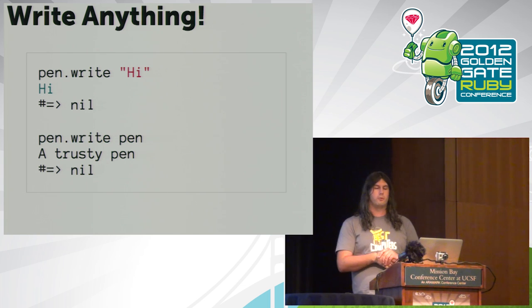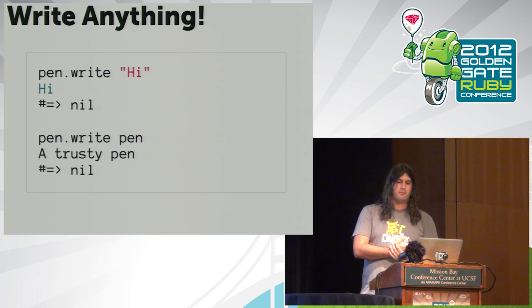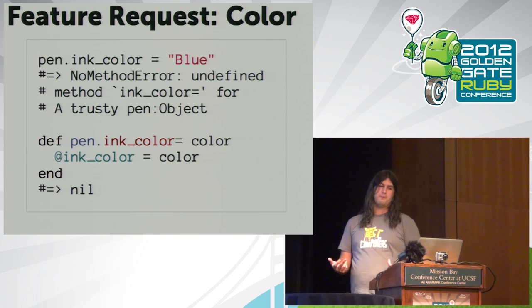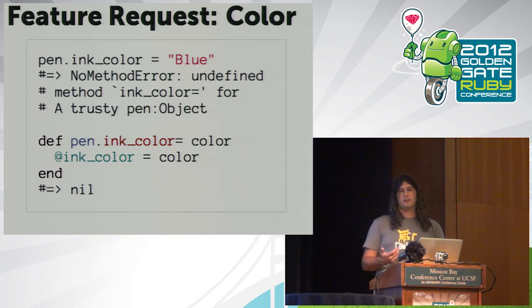And how might one move forward but by adding a little bit of color to your life? So we have a feature request, which is that we want to implement color. In order to do this, we want to have this pen contain an ink color.